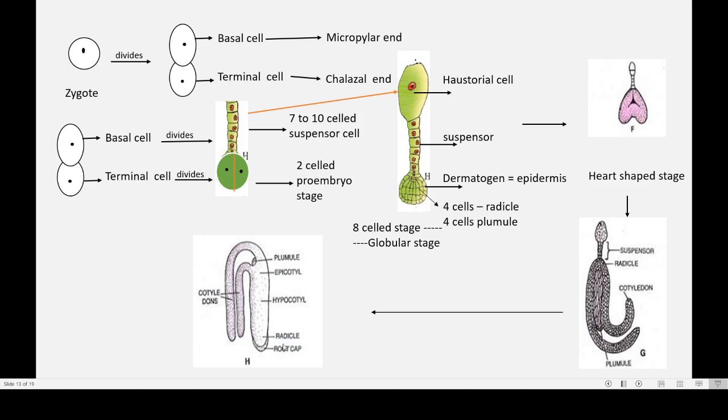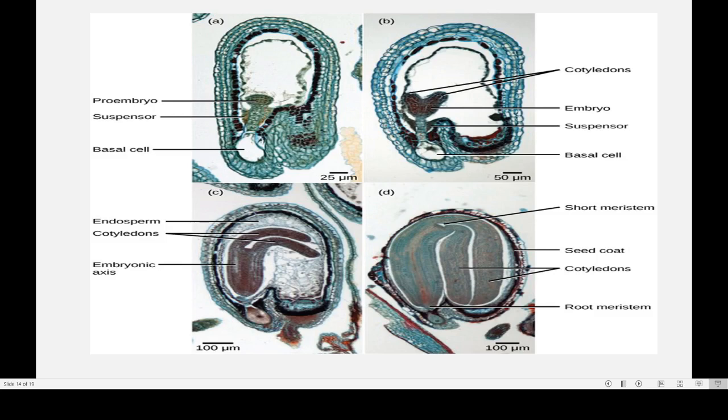Plumule is present. Radicle is also present along with the root cap. So this is the mature embryo. This is how from zygote we are getting mature embryo. So from zygote to embryo, that is embryogenesis, is taking place inside the ovule. Here how it looks inside the ovule is shown over here.